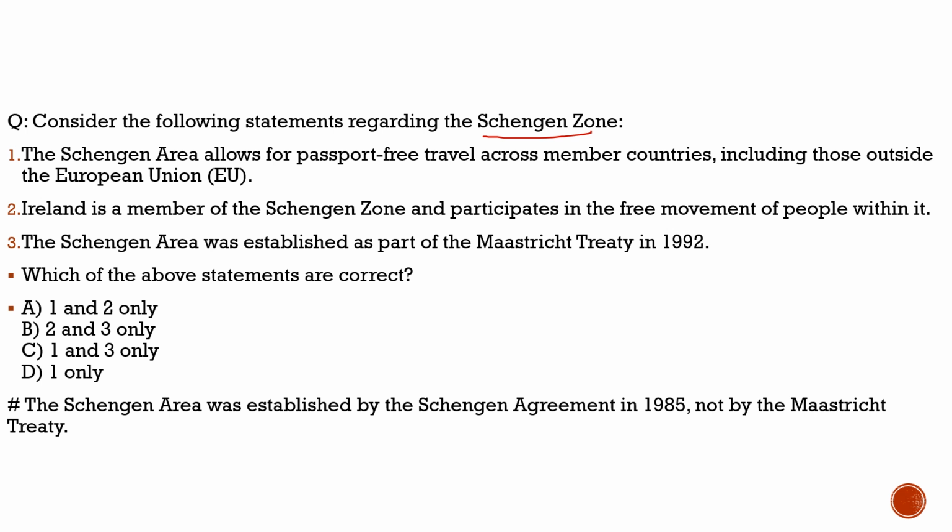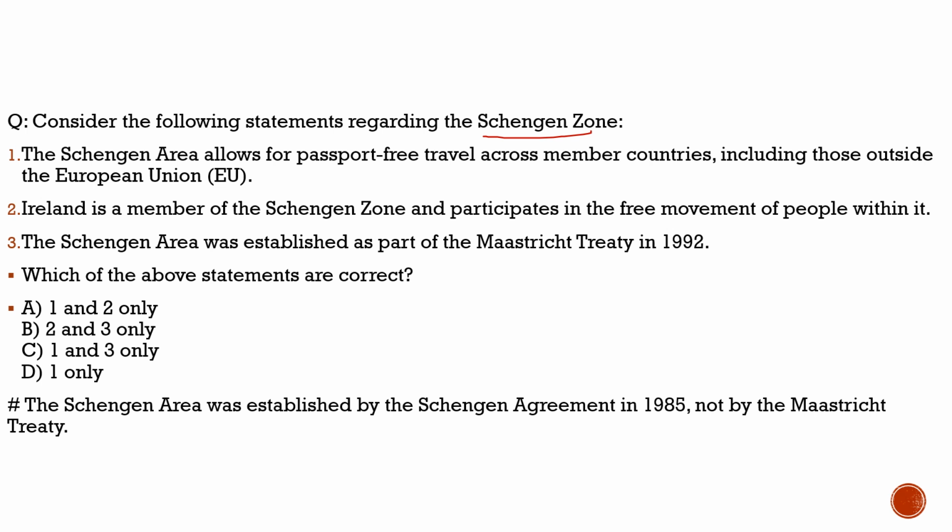What this Schengen zone area is: it allows for passport-free travel and participation in the free movement of the people within it. So it is an area found in the European Union, how these countries travel in Europe, how these countries travel in each other's territory without the use of passports, how the borders are open there. So this is with respect to it.